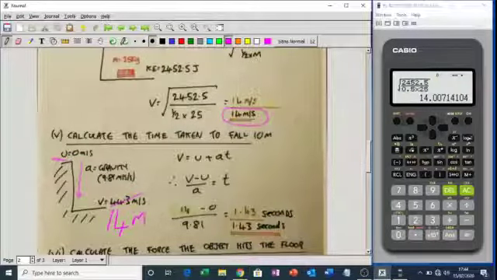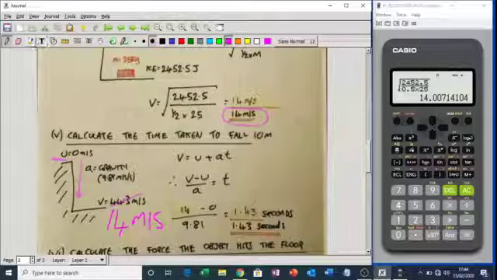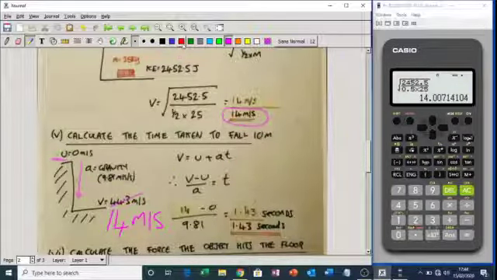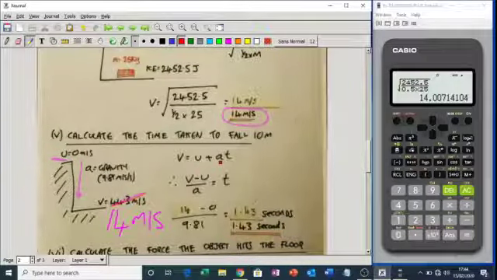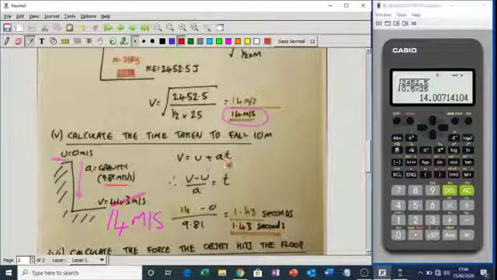Meters per second. So we know that V equals U plus AT from a previous video. V being final velocity, which is 14, not 44.3. U is initial velocity, which in this case is very handy because it's 0, because it's not moving. A is acceleration due to gravity, which is 9.81, and T is the time which we're trying to find.